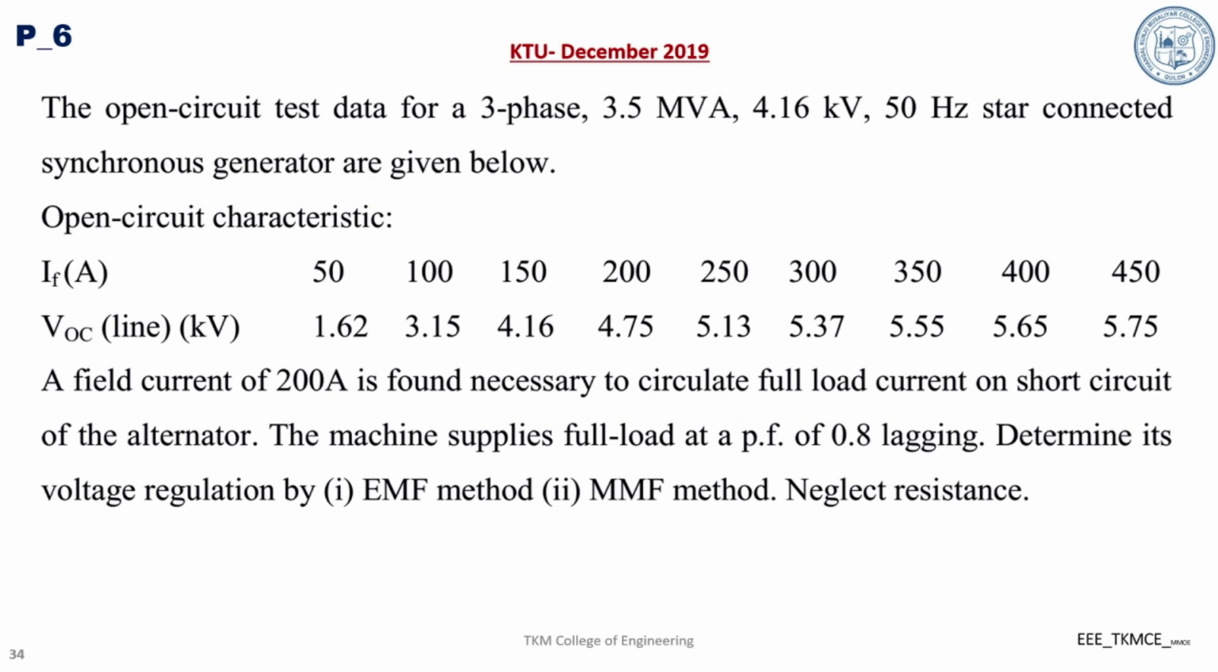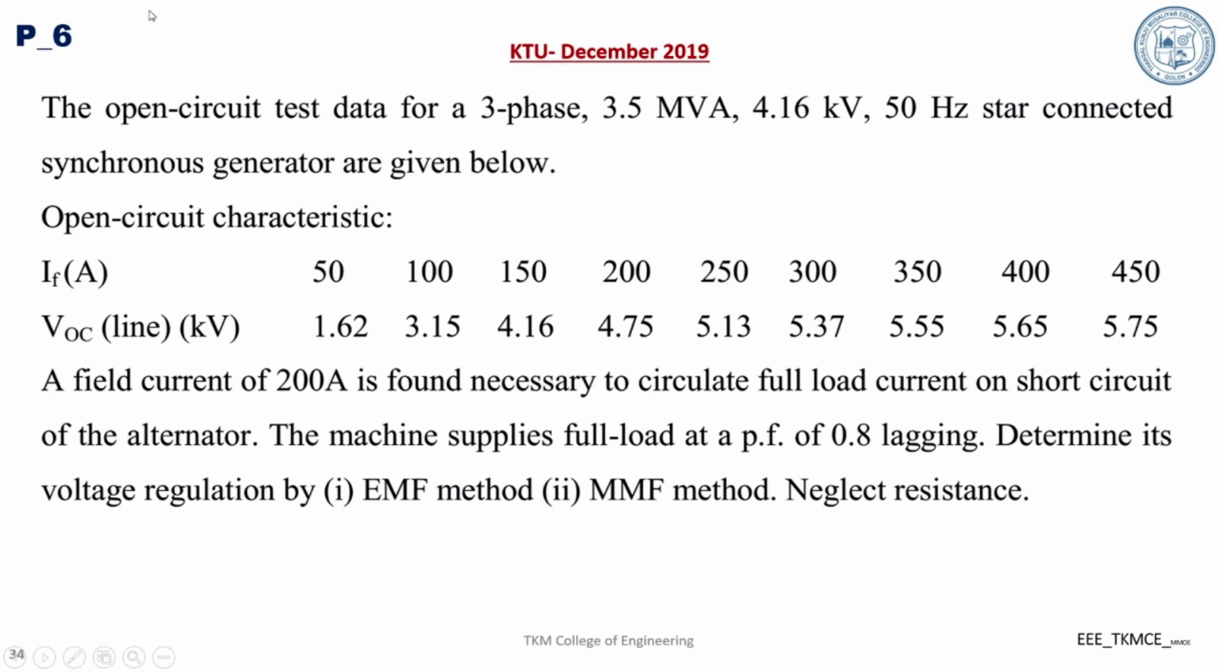Coming to the next problem, the open circuit test data for a 3-phase 3.5 MVA 4.16 kV 50 Hz star connected synchronous generator are given below. This is the field current and this is the line value of open circuit voltage given in kilovolts. A field current of 200 ampere is found necessary to circulate full load current on short circuit of the alternator. The machine supplies full load at a power factor of 0.8 lagging. Determine its voltage regulation by EMF and MMF method.